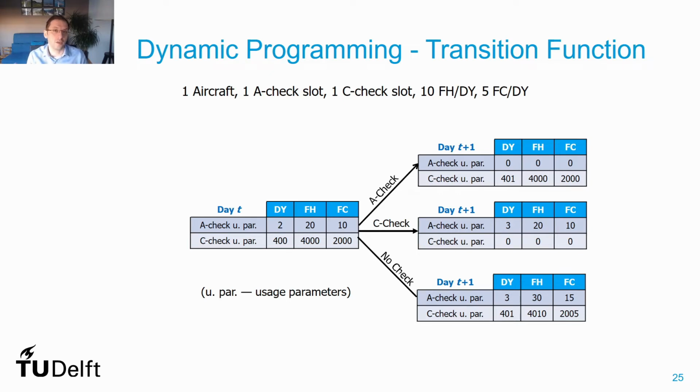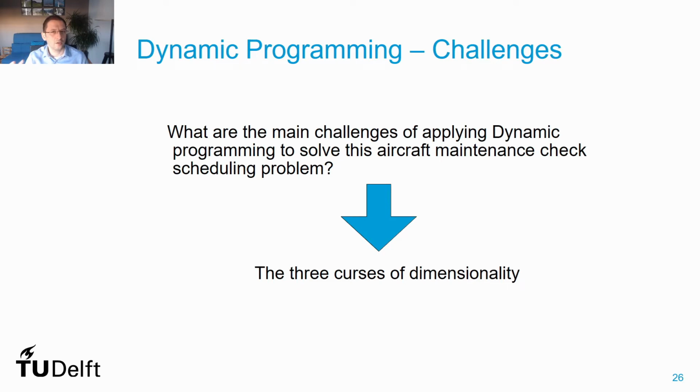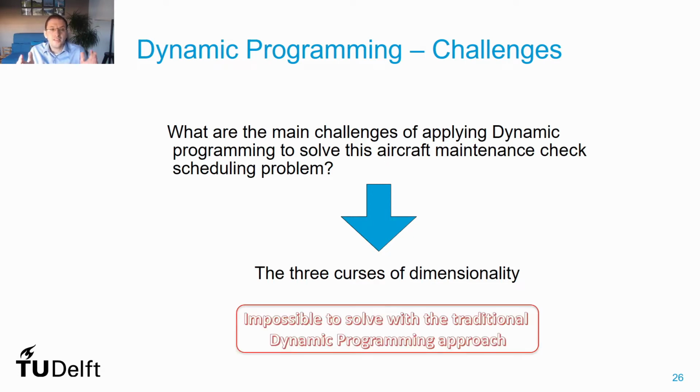This transition function is not hard to understand, but you can start imagining the net of possible outcome states that we're going to have associated with each initial state and action that we have available. So it seems that dynamic programming is not a good option to model this problem. Why is that the case? Well, the problem is the 3 curses of dimensionality, as we have discussed in the previous lecture. These refer to the size of the state space, as we have discussed a couple of slides ago, the action space, and also the outcome space. So it is impossible to solve this aircraft maintenance check scheduling problem with the traditional dynamic programming approach.